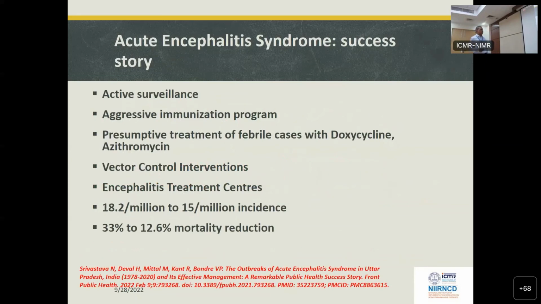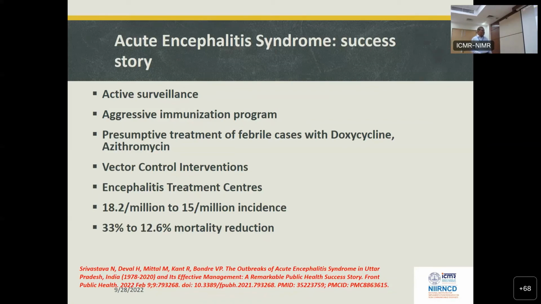Acute encephalitis syndrome. Here, the title of the story says acute encephalitis syndrome, a remarkable public health success story. Again, I have that same critical question. Have we eliminated acute encephalitis syndrome? Are we considering it a success story when in the paper itself, the values given are that the incidence has gone down from 18.2 to 15? Is it the time to dance and rejoice that we have successfully completed AES when the number has just gone down from 18.2 to 15? What about these remaining 15 per million cases which are still occurring? How can we say that it's a success story?